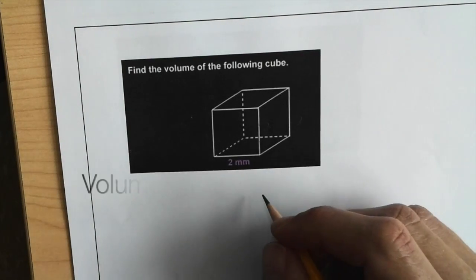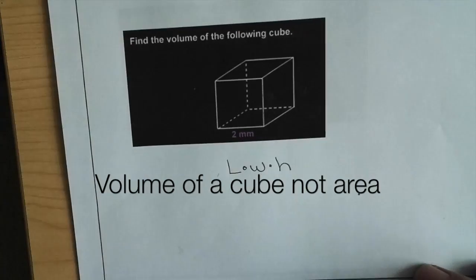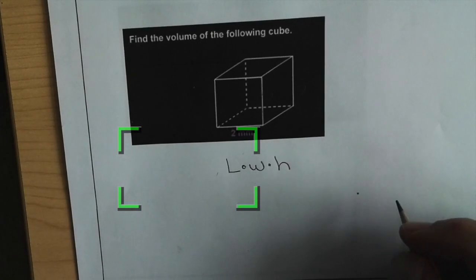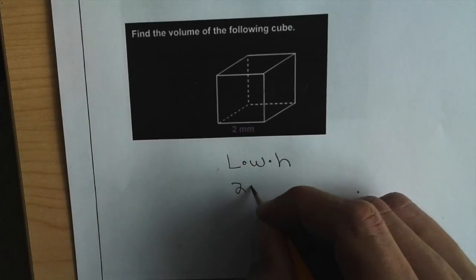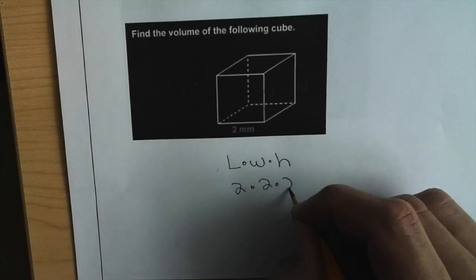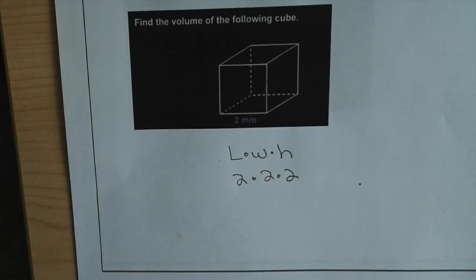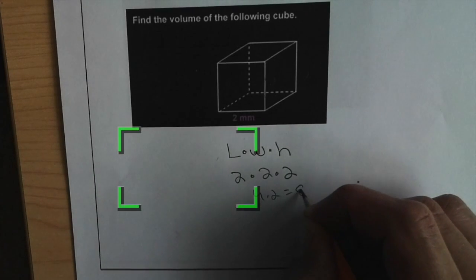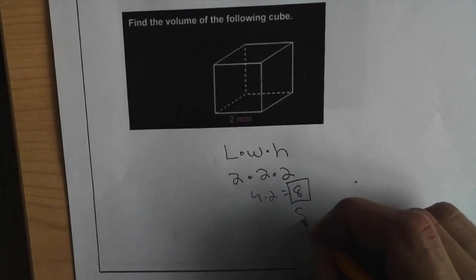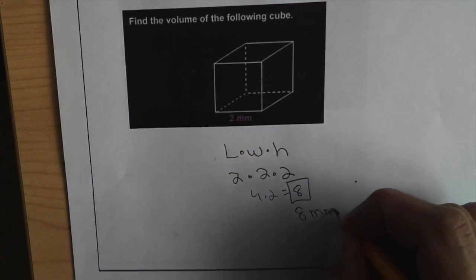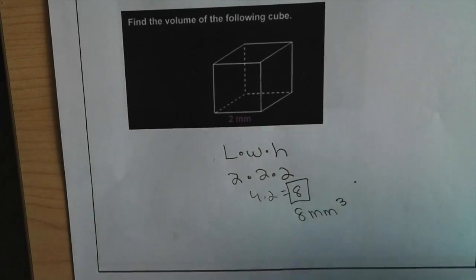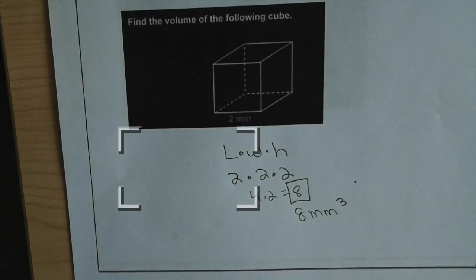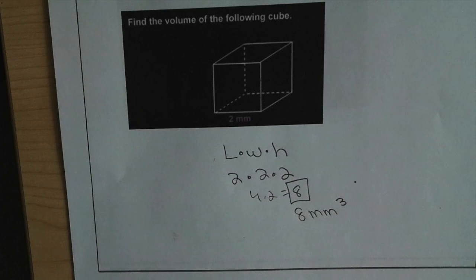But first we need to know the formula to find the volume of a cube. Our length is 2, width is 2, and our height is 2. Now we simply multiply these together to get 8. So then my volume is 8 millimeters cubed. It's important to remember that when you're finding the volume of a three-dimensional shape, you cube your units.